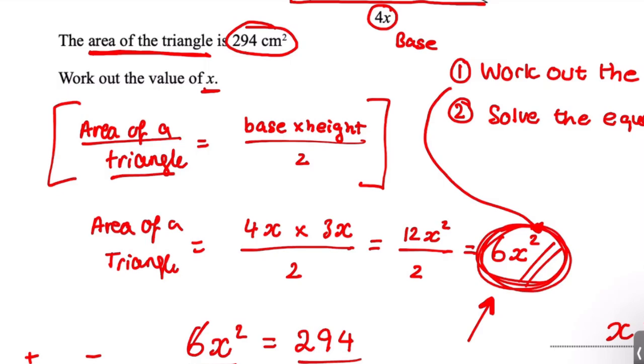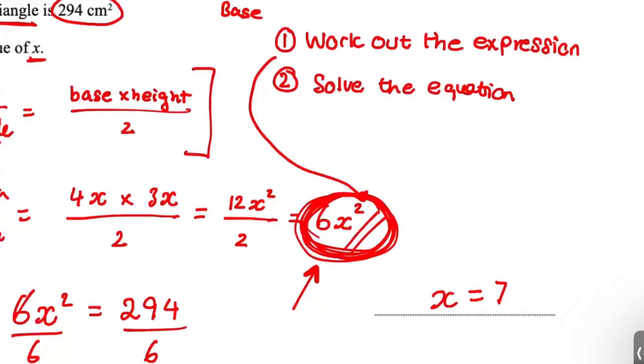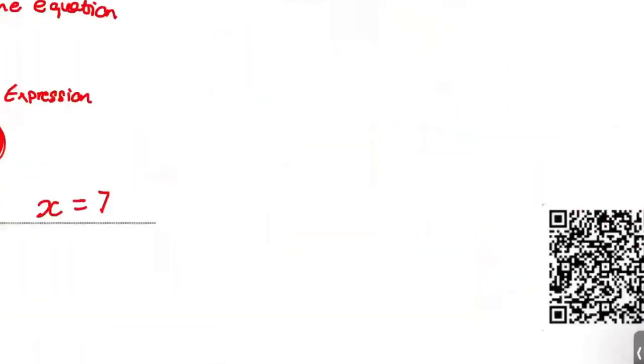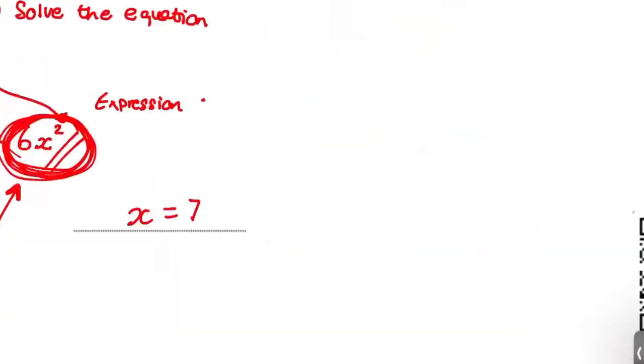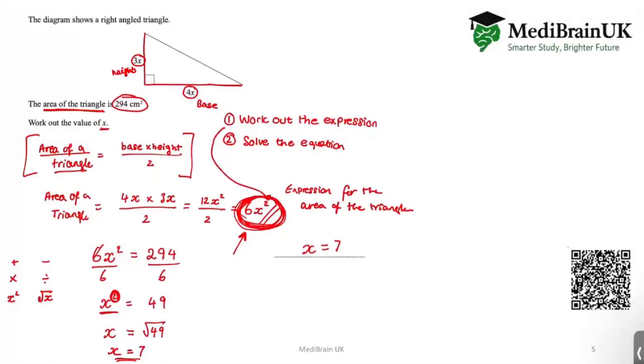4 times 3 is 12, and x times x is x squared. So we get 12x squared divided by 2. Now 12 divided by 2 is 6, so we can simplify that to 6x squared. So this is the expression for the area of the triangle. Okay, so we've worked out the expression for the area of the triangle.